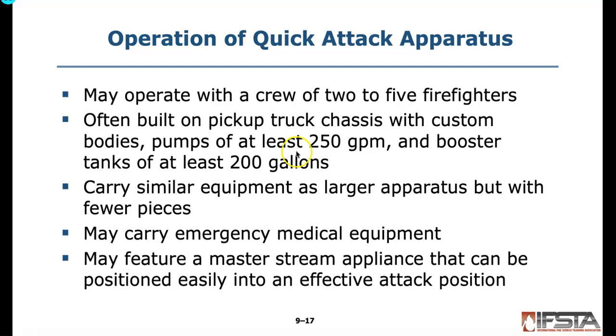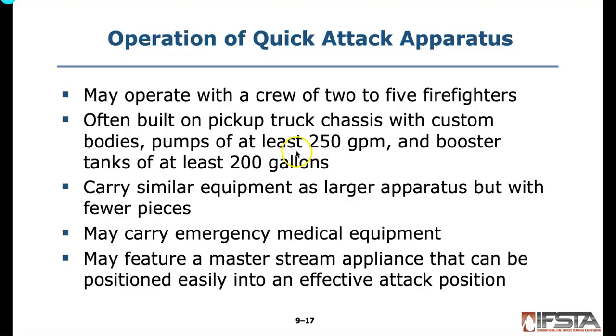Often built on a pickup truck chassis with custom bodies. They usually have a pump that goes to at least 250 GPM, and a smaller booster tank of about 200 gallons. They have similar equipment as a larger apparatus, but not as much of an equipment cache or inventory. Since all of our personnel are trained to the EMT level, these are going to have medical equipment. Depending on your staffing, if you have 2 paramedics on these, you might have ALS equipment along with BLS. If you don't have paramedic staffing, you might have just BLS equipment.